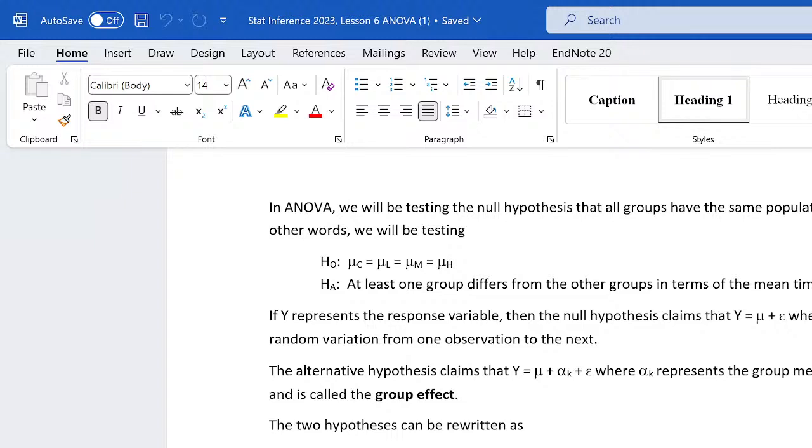How do we estimate the group effect? Take each group mean, but remove the grand mean. And that's another parameter right there, the error term. How do we do that? We take the actual value and subtract the group mean. So let's do exactly that.